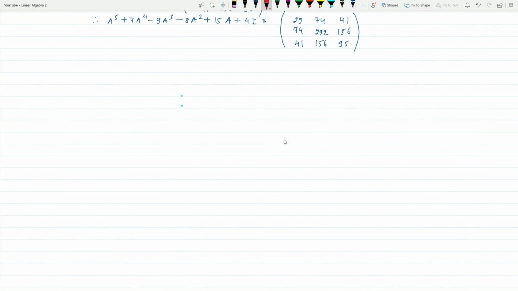Now it's your turn. Try evaluating the polynomial h of A is equal to A raised to 4 minus A cube plus 2A square minus 3A plus I for the same matrix A. Share your answer in the comments below.